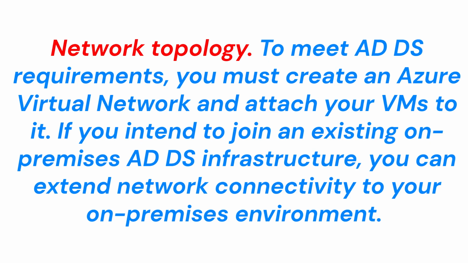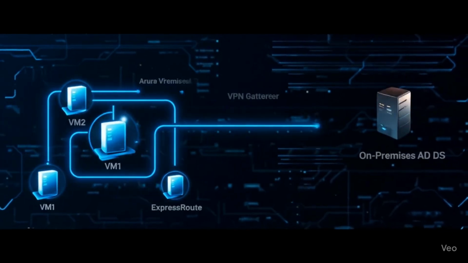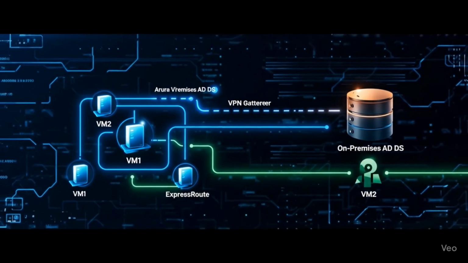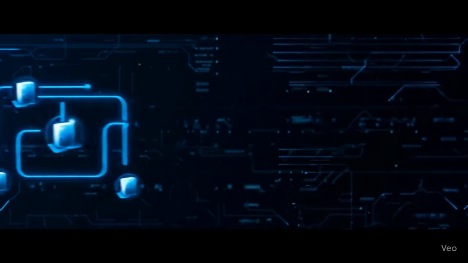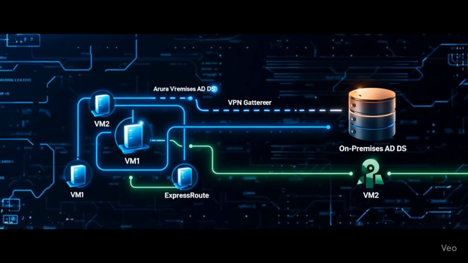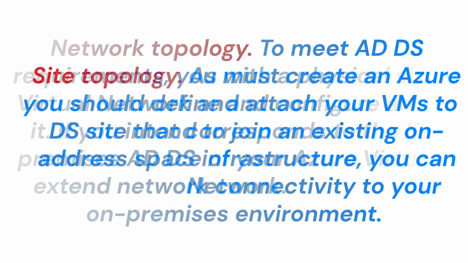When you implement ADDS in Azure, consider the following. Network topology. To meet ADDS requirements, you must create an Azure virtual network and attach your VMs to it. If you intend to join an existing on-premises ADDS infrastructure, you can extend network connectivity to your on-premises environment. You can achieve this through hybrid connectivity methods, such as a virtual private network, VPN connection, or an Azure ExpressRoute circuit, depending on the speed, reliability, and security that your organization requires.